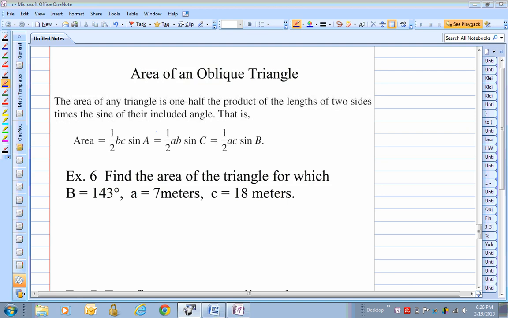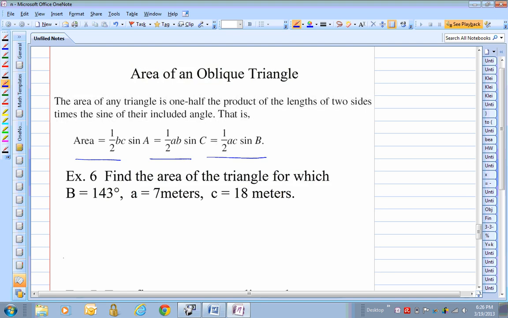Let's talk about this example. This is just a formula that you'll need to know. Again, you would only be using one of these formulas, not all three of them. So it would be sine A, sine C, or sine B, depending on the information. It really has to do with the angle being included, so the angle is between the other two sides.